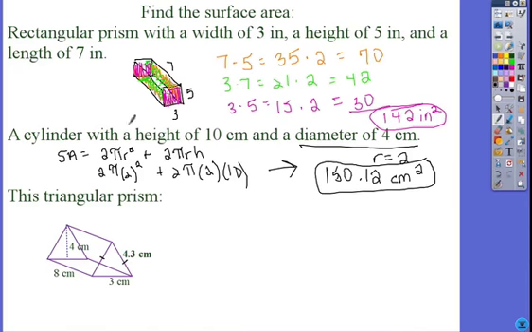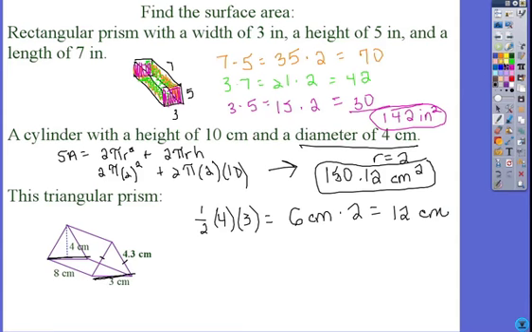Okay? Now for a triangular prism. We have two triangular bases, 1, 2. So I need to know the area of this triangle. The base of the triangle here is the same as the base on this side, so it's 3, and the height is 4. So I have 1/2 times 4 times 3, which is 1/2 times 12, which is 6. But I have 2 of these faces, so I multiply that by 2.